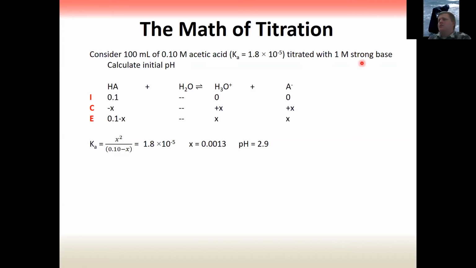And so we can just pretend that this is NaOH or any other strong base that we want. Of course, it can't be Ca(OH)2 because that would be too many OHs for us. So we're going to just consider this to be NaOH. And what we're going to do on this first slide is just calculate the initial pH of this solution.